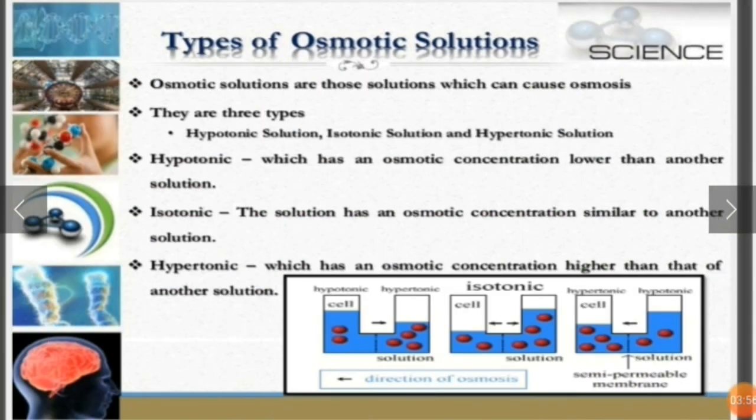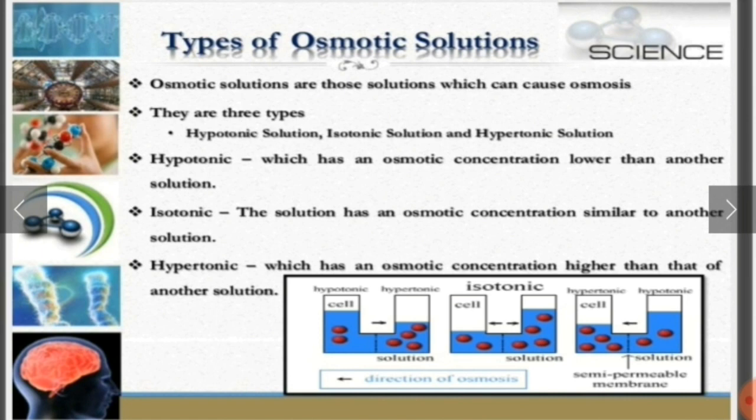Types of osmosis solutions. Okay, there are three types. How many types? There are three types: hypotonic solution, isotonic solution, and hypertonic solution. Don't confuse yourself between the hypotonic and the hypertonic. There is a different pronunciation between both of them. Hypertonic solution and hypotonic solution. Okay, so we'll be seeing what they mean.